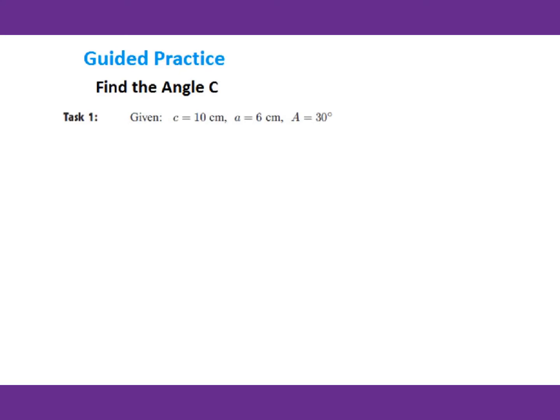Find the angle C, given CA and angle A. This is a SSA pattern, so you have to be careful. First of all, let's draw this triangle. Here's A, and we label this as C.